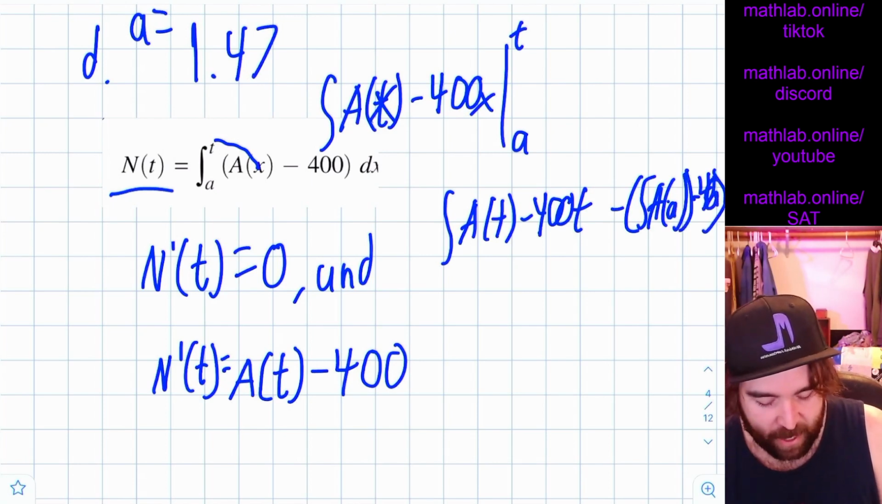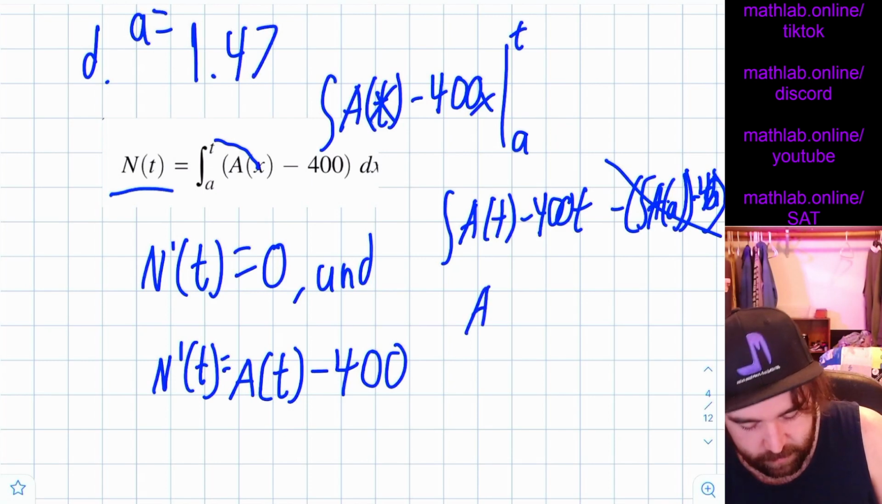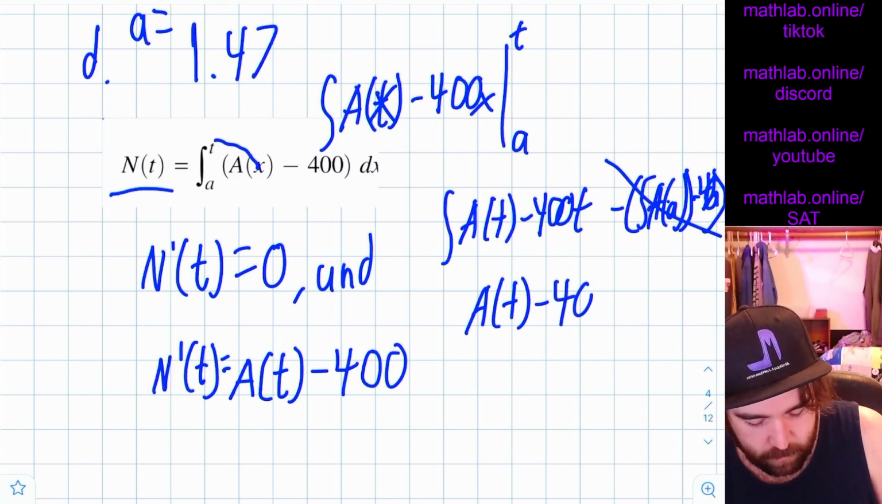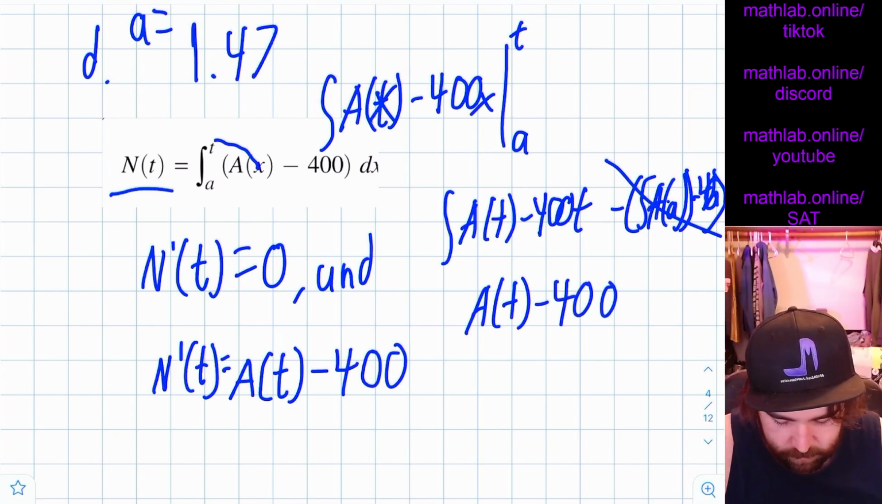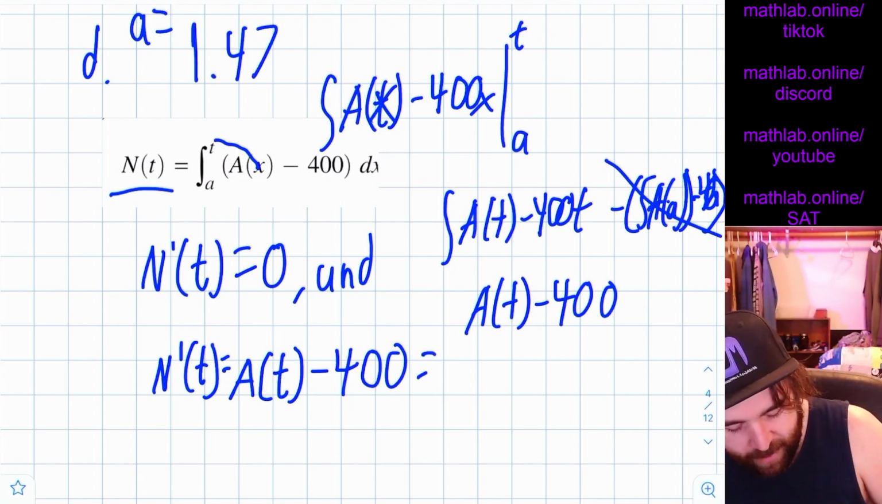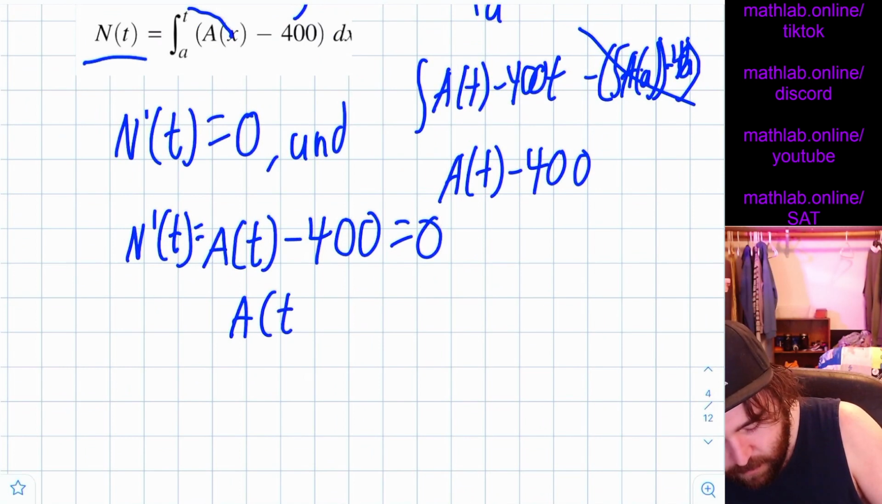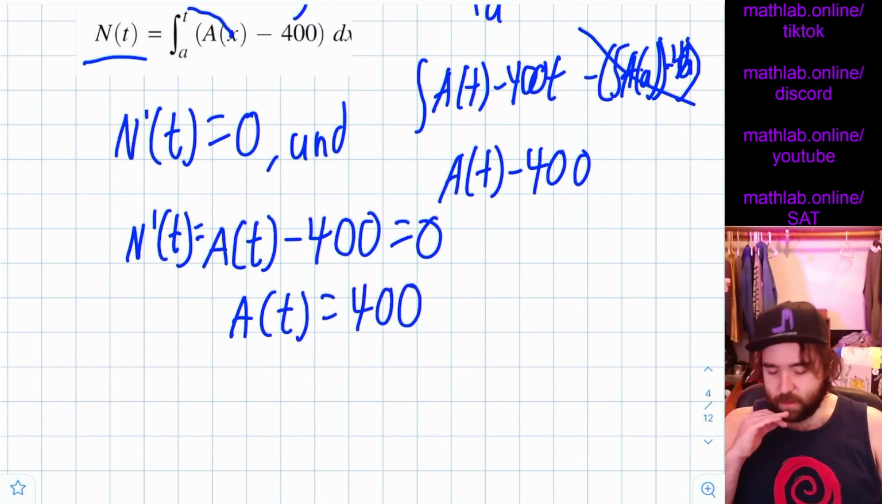The whole idea is now we're going to take the derivative. That's just a constant, so that's just going to go away. So what we're left with is just the derivative of the integral, so that's just straight a of t, and then the derivative of 400t minus 400. So that's n prime. So what we want to do is we want to say, when is that equal to 0? That's equal to 0 whenever a of t equals 400.